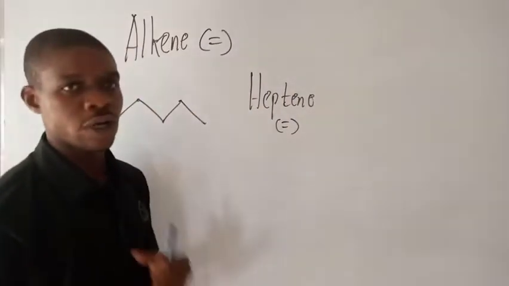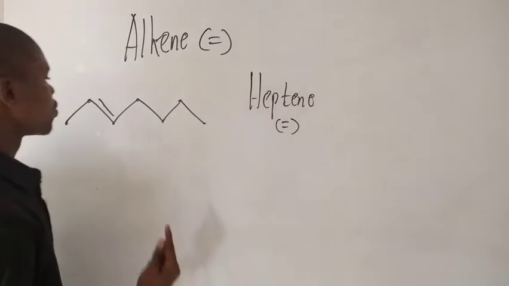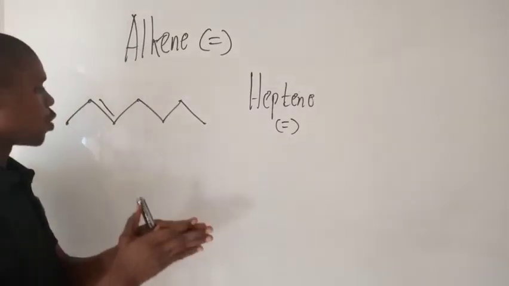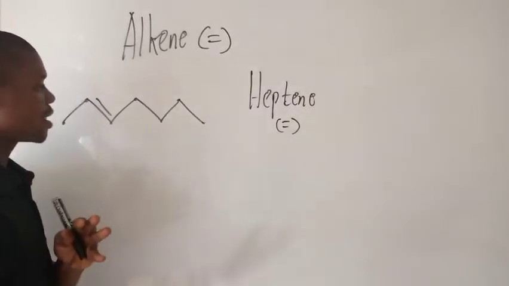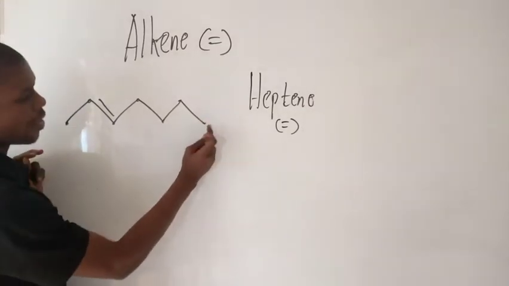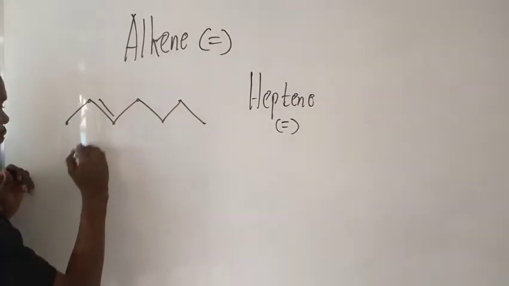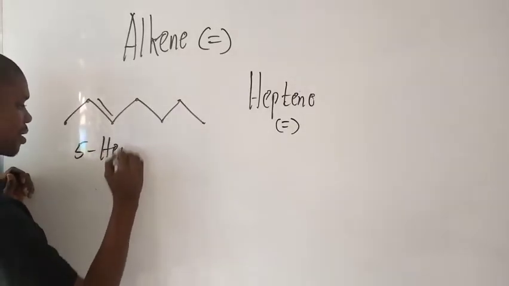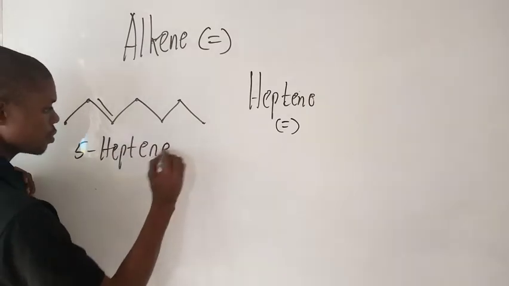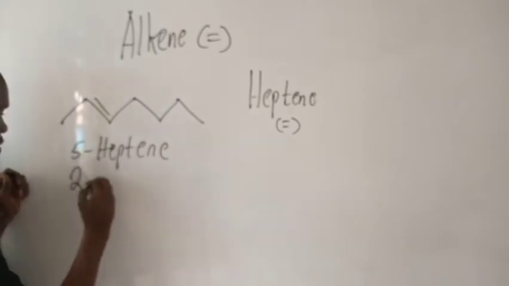Another thing you want to understand is that the position of the double bond matters a lot. The position of the double bond must have the lowest possible number. The good thing here is that I can start my numbering from here or from here. If I start from here, 1, 2, 3, 4, 5, I have 5-heptene. But if I start my numbering from here, 1, 2, it's going to be 2-heptene.